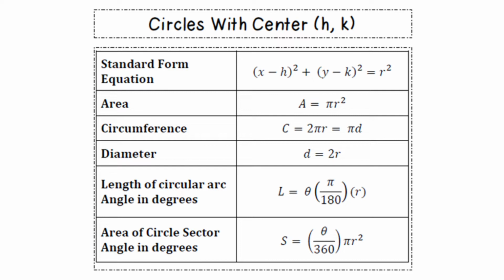If we square both sides, call the distance the radius, and change our (x1, y1) to our (h, k), we get the standard form. We also have the formulas for area, circumference, and diameter here, and also for your arc length and the area of a sector.